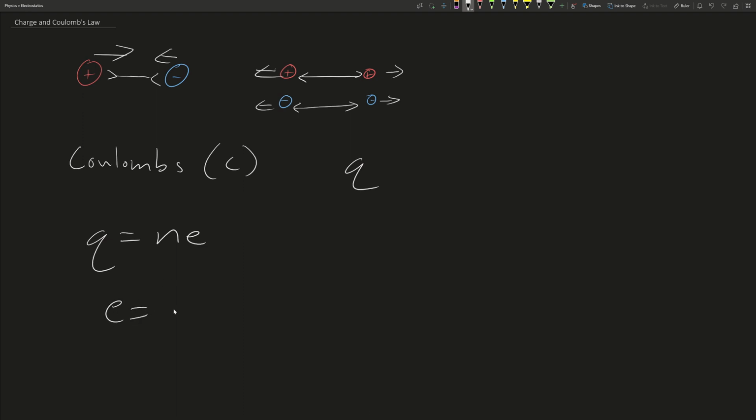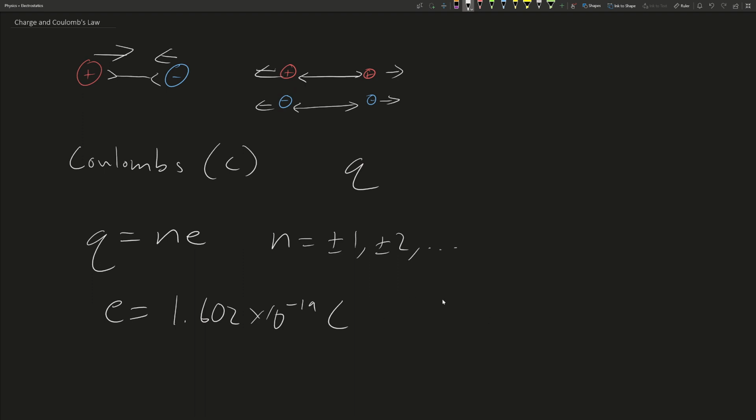So e is equal to 1.602 times 10 to the negative 19 coulombs. This isn't an exact number, there's more precision that you can get, but this is a good approximation. And then n here can be equal to plus or minus 1, plus or minus 2, so it can be any integer. So positive or negative, but it has to be an integer multiple of this elementary charge.